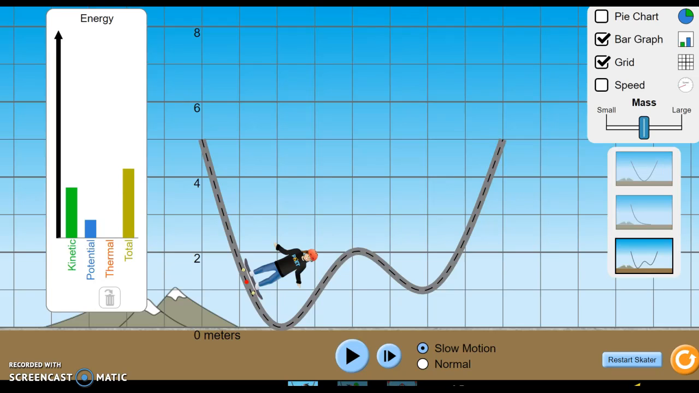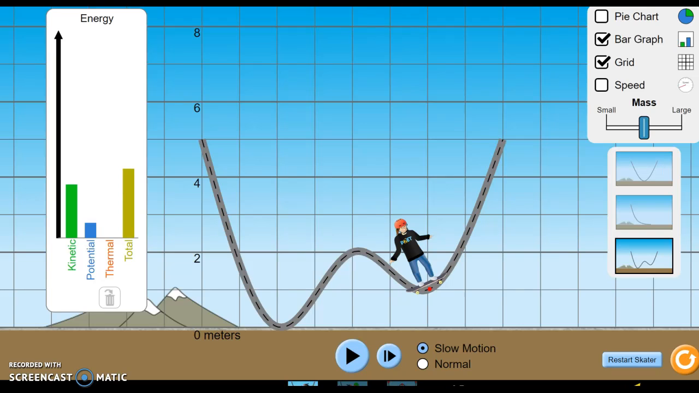Guess why? As he comes down, what happens to the height? The height decreases, and you know that the potential energy depends on the height, so the potential energy decreases. If potential energy decreases, by the law of conservation of energy, we know that it must be converted to some other form, and so the kinetic energy increases. But look what happens to the total energy bar as he goes down and up. Even though the potential gets transformed to kinetic and kinetic gets transformed to potential, the total energy bar remains constant.